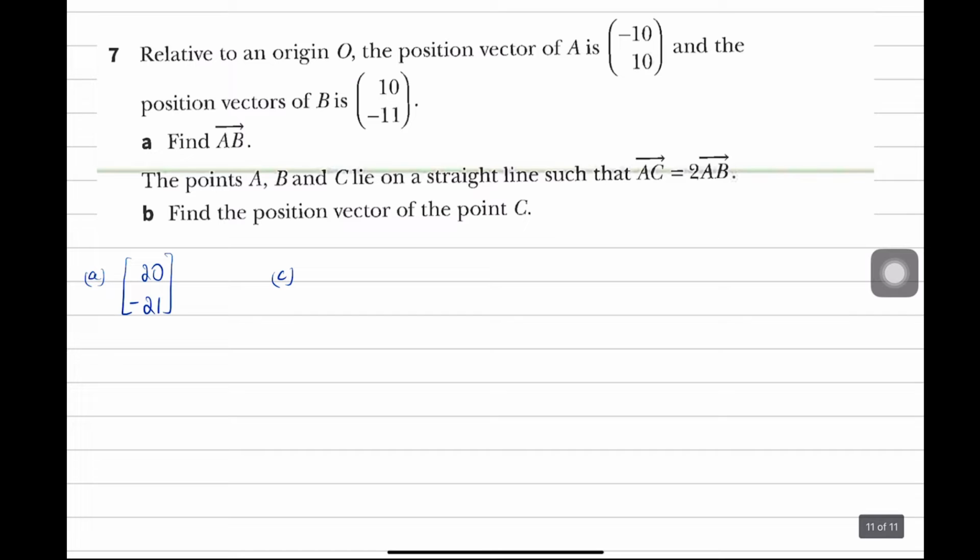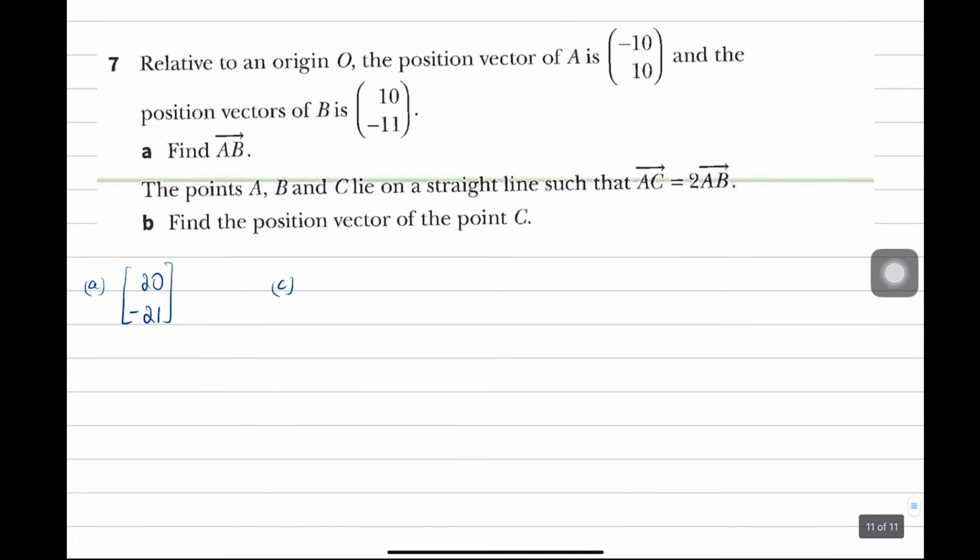Okay. I'll just quickly solve for OC. So you'll break down AC, which is going to be OC minus OA. Thankfully you already have AB. If you didn't, you would have then used the rule of subtraction to find it out. But now that you do, just replace it with 20 and minus 21.